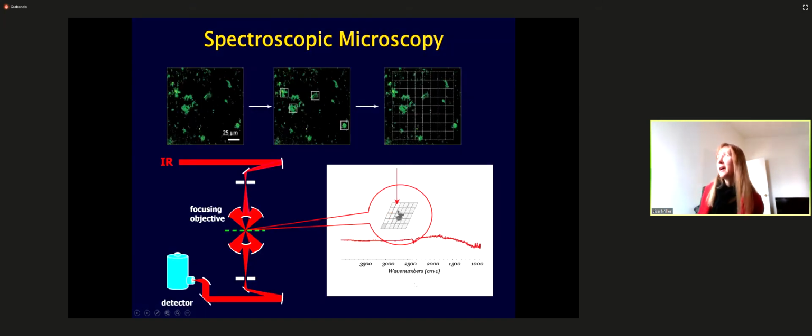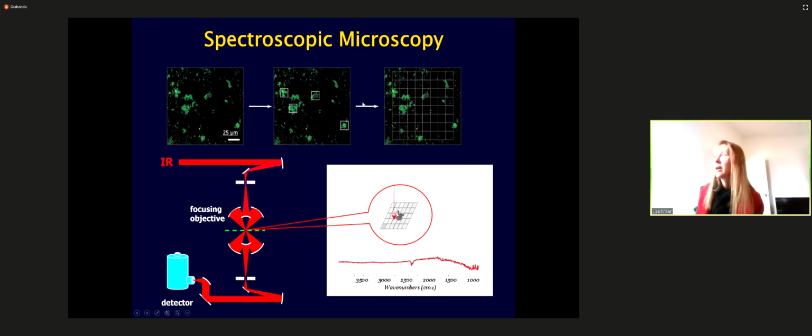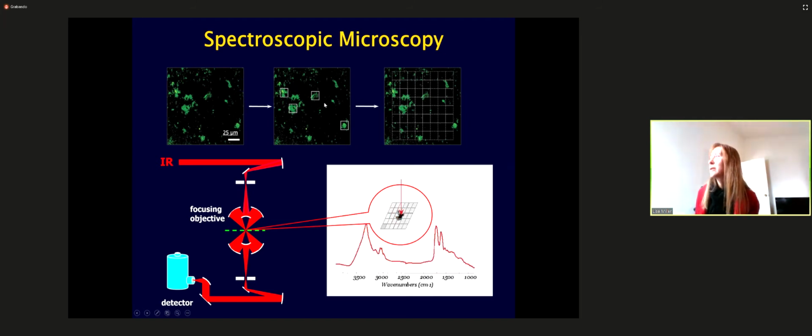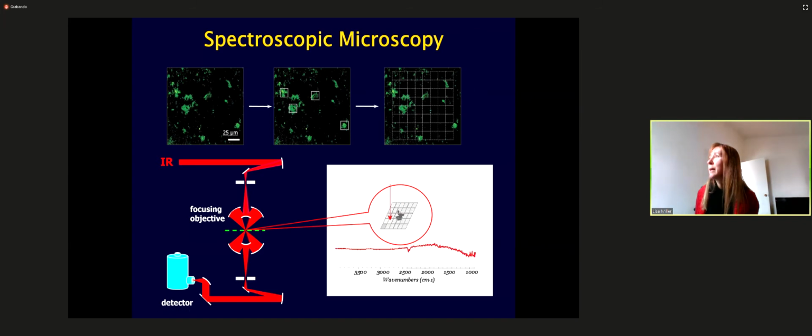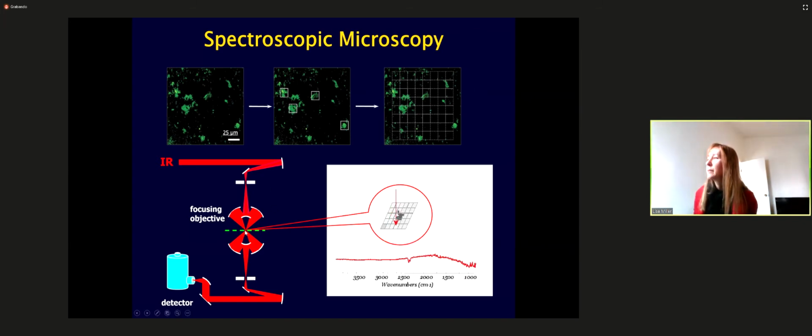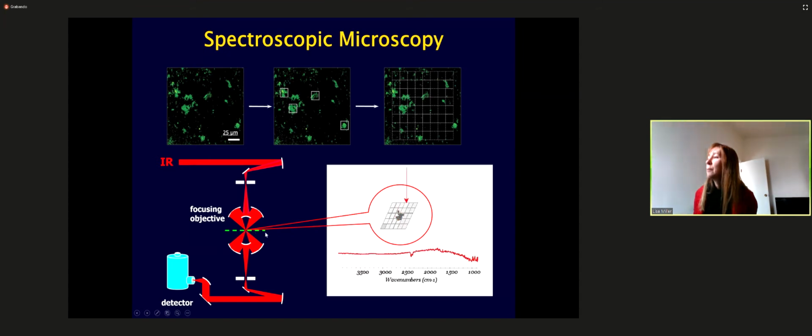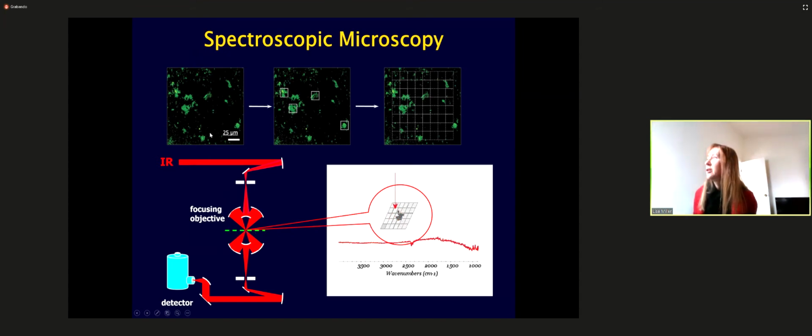Okay, so this is how what we call spectroscopic microscopy works. You've heard about this for X-ray fluorescence microscopy. It's the same idea where you focus your beam down into a tiny spot, and then you move the sample stage so that you can actually generate a map. So you can just focus, point and shoot the beam at an individual spot that you want to look at.